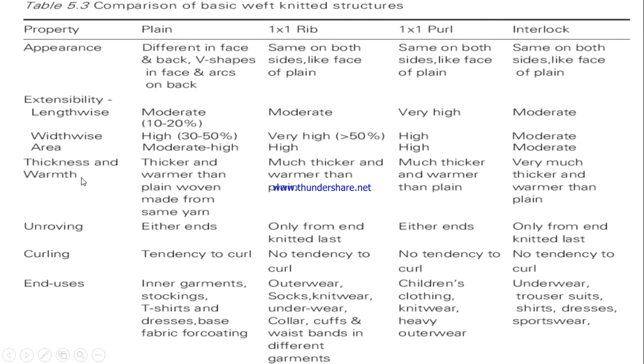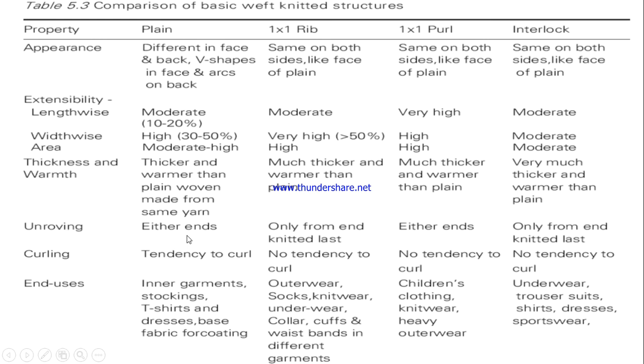Then thickness and warmth. Plain fabrics are thicker and warmer than plain woven made from the same yarn with the same ends. Okay, the thickness is higher and warmer than that of the woven fabric made of the same yarn. Whereas rib fabrics are much thicker and warmer than the plain knitted fabric. Purl fabrics are also much thicker and warmer than the plain knitted fabric. Interlock fabrics are very much thicker and warmer than the plain knitted fabric.